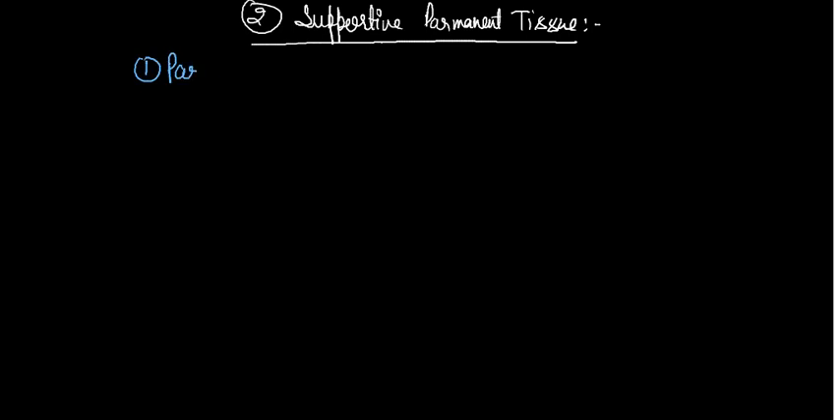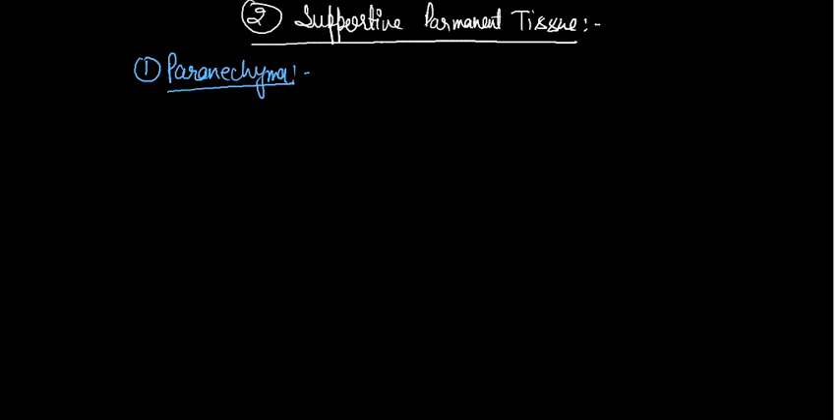Parenchyma. The first tissue is parenchyma. Now listen very carefully. The first thing to always keep in your mind is that it is a type of simple permanent tissue. In that simple permanent tissue, it is a supportive permanent tissue. So simply, it is made up of similar type of cells.